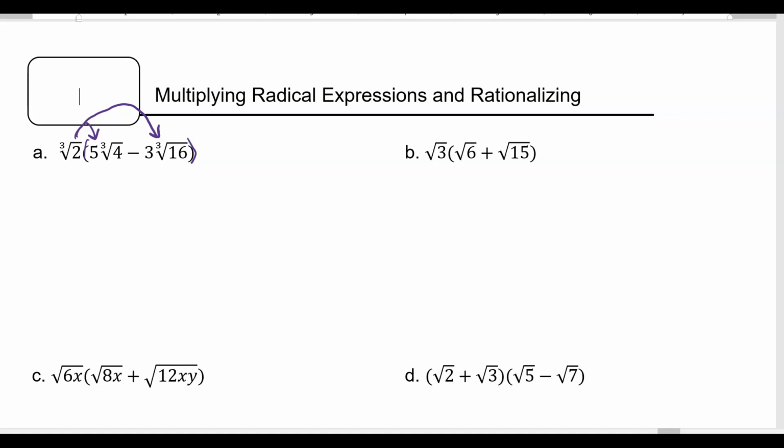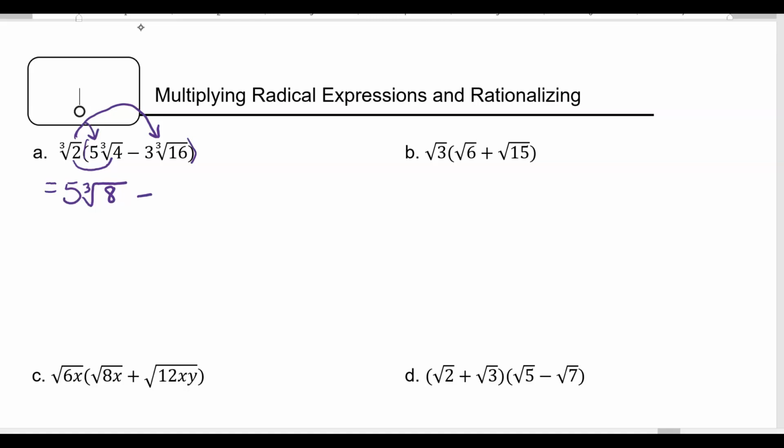We're going to multiply the cube root of 2 times 5 times the cube root of 4. Now, we can only multiply the cube root times the cube root. Therefore, the 5 is going to be on the outside, and then we're going to multiply both of these cube roots together. Since they have the same index, we can multiply them together. So, the cube root of 2 times the cube root of 4 is the cube root of what? 8.